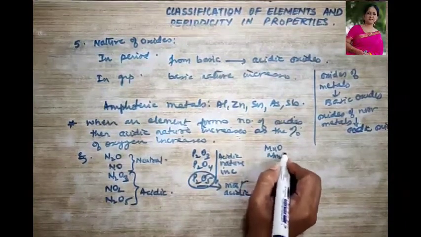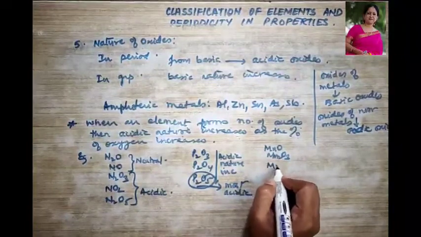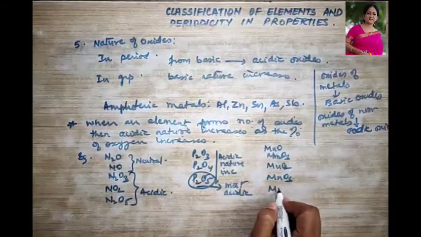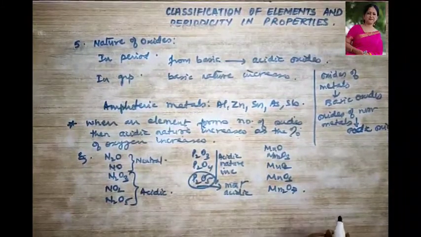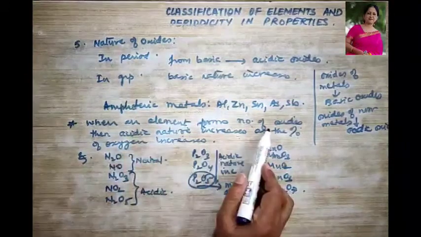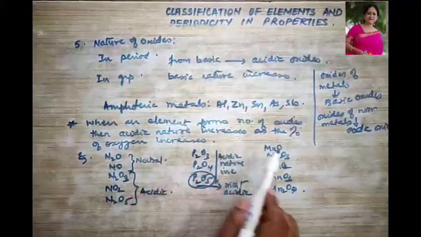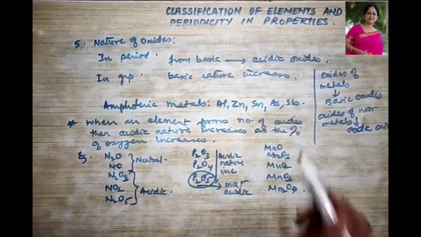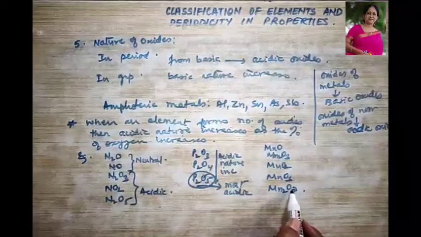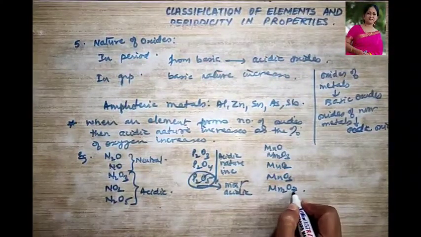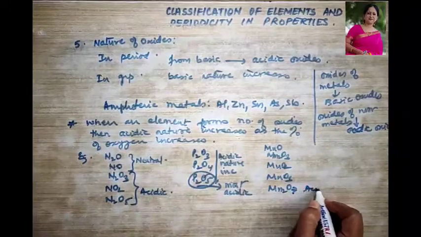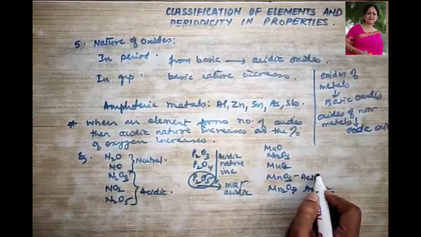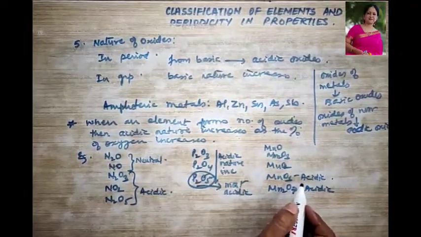Take one more example like MnO, Mn2O3, MnO2, MnO3 and Mn2O7. Now, according to the point that I have told you, when an element forms a number of oxides, then the acidic nature increases as the percentage of oxygen increases. So which one is acidic? Who can tell me? This has maximum number of oxygen, so this is acidic, isn't it? This also is acidic because it also has maximum number of oxygen present over here.